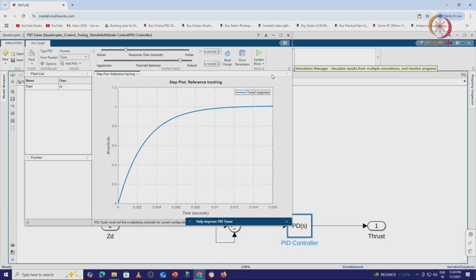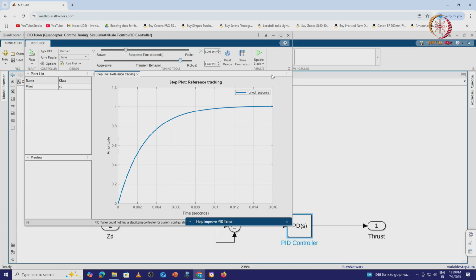So what we can do is we model the whole system. The moment you trigger this, it linearizes the plant. Based on the linear plant, it shows your response characteristics, your response time and transient behavior. You can control the response time, how you want the system to respond. You want it to respond slow, fast, or you want the transient response to be more robust. You can do that, and once you do it, you say update.